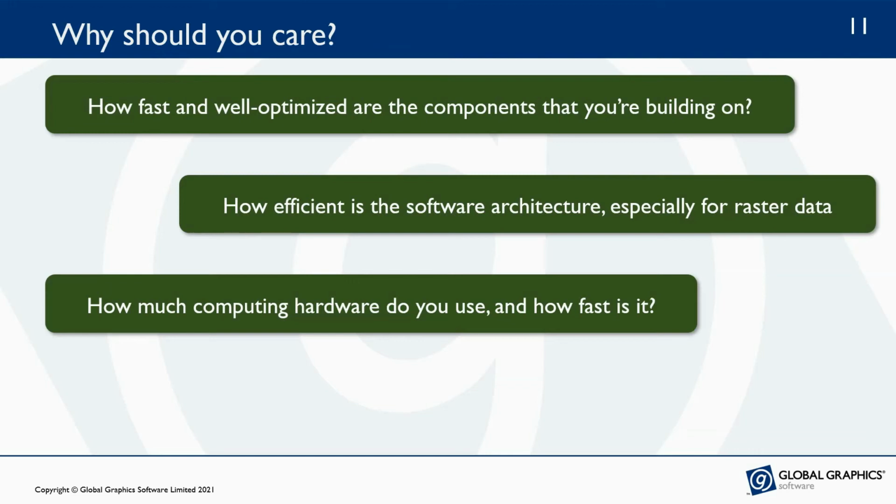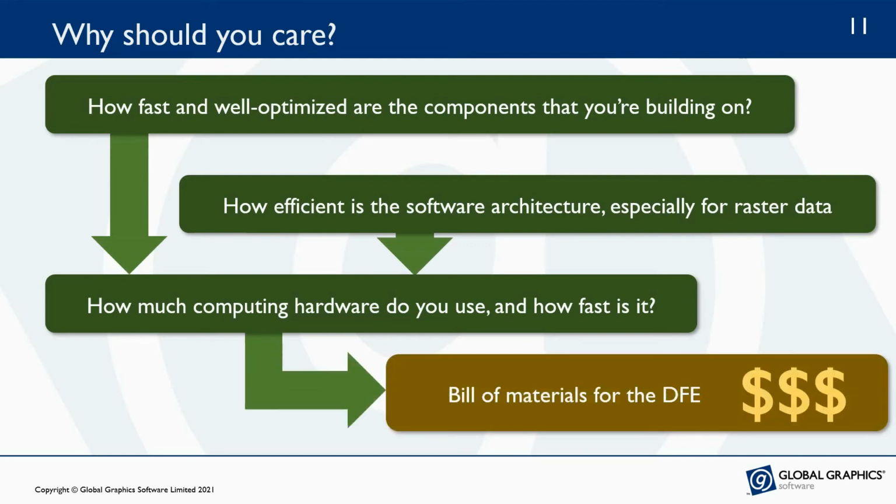The speed of each component and the quality of the architecture both have an enormous impact on the requirements for hardware. And the speed and amount of computing hardware you use is the biggest influence on the capital cost of building a DFE. Using faster components in a better architecture can significantly reduce the overall bill of materials for building that DFE.